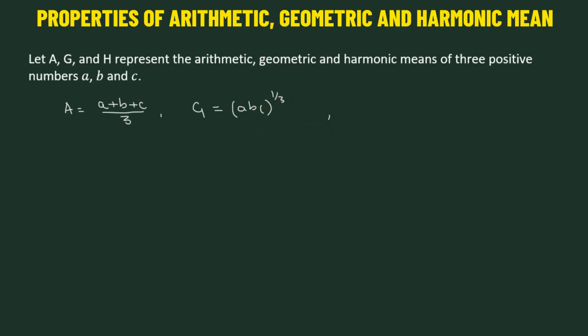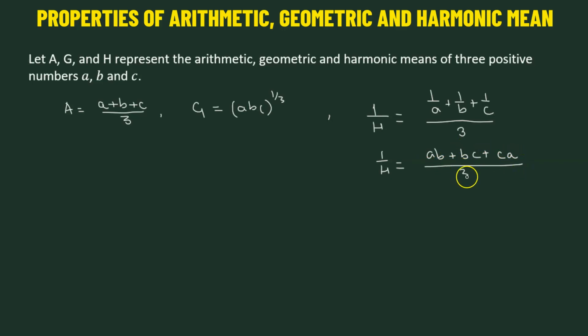Now, in order to define the harmonic mean, we'll take the reciprocal first. So 1 over H will be simply equal to, we have the three numbers, 1 over A plus 1 over B plus 1 over C. Those three numbers are going to be in arithmetic progression. So we take the arithmetic mean of the reciprocals of each term. This will be divided by 3. So we have 1 over H equals AB plus BC plus CA divided by 3ABC. Fine. Or simply, if we take the reciprocal, we have H equals 3ABC divided by AB plus BC plus CA.